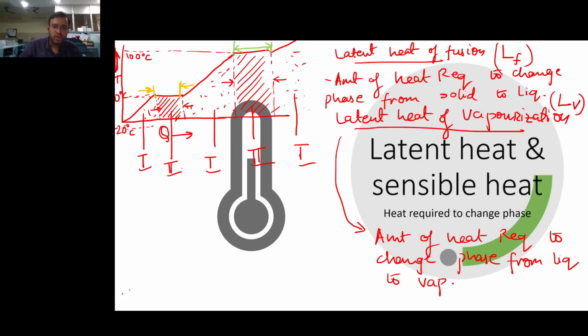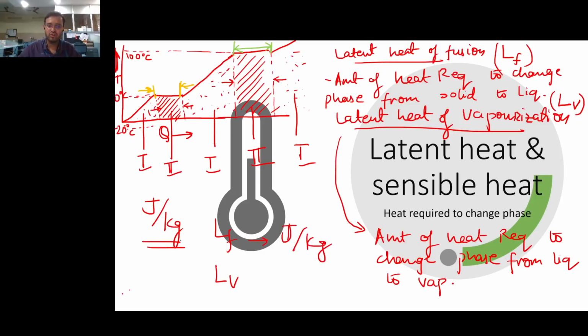Now, since we are talking about heat in this case, latent heat is measured in joules. However, what happens is that this is measured in the amount of heat per unit substance. So it is specific latent heat and it's given as joules per kg. So it's a specific quantity and the values of LF and LV are generally given as joules per kg.